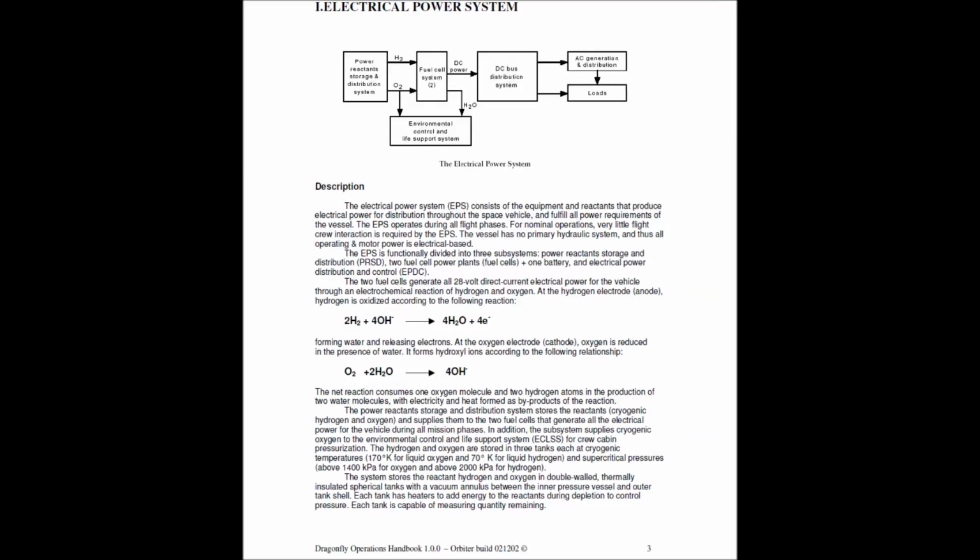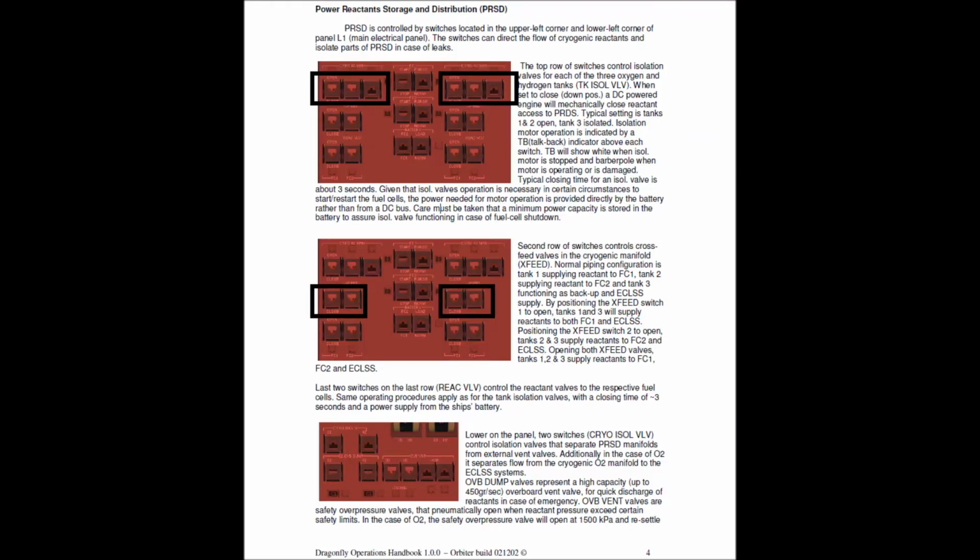The system stores the reactant hydrogen and oxygen in double-walled, thermally insulated spherical tanks with vacuum annuli between the inner pressure vessel and the outer tank shell. Each tank has heaters to add energy to the reactants during depletion to control pressure. Each tank is capable of measuring quantity remaining. Power reactant storage and distribution.